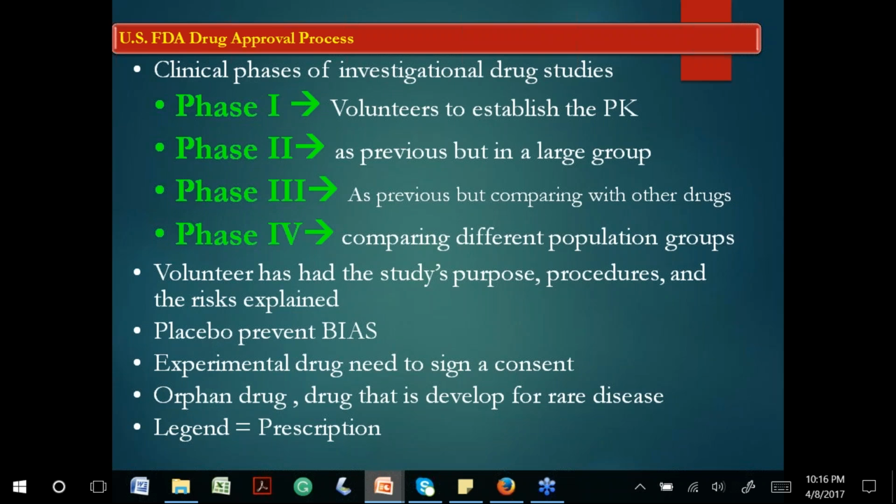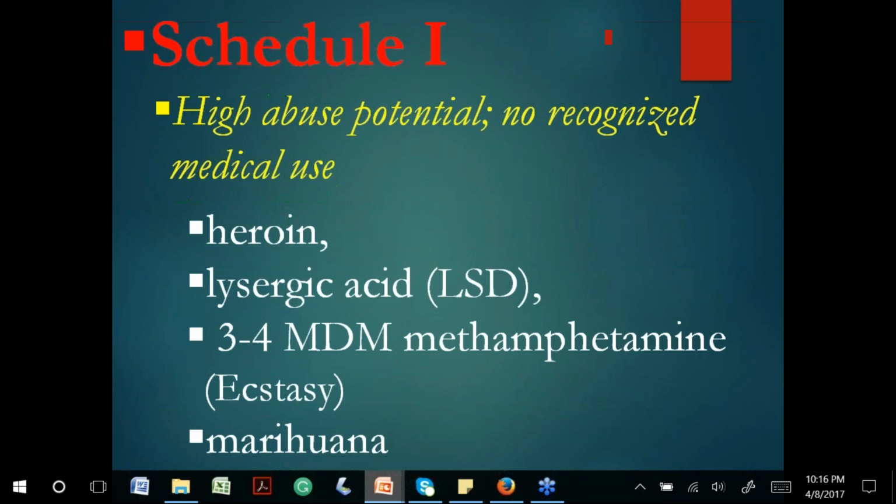Experimental drugs need a signed consent, so that you're agreeing to use an experimental drug. Orphan drugs are developed for rare diseases, and legend drugs are called prescription drugs. We were talking about pregnancy and the categories A, B, C, D, and X. Those are used to know if this medication can produce some adverse effect in the fetus, right?